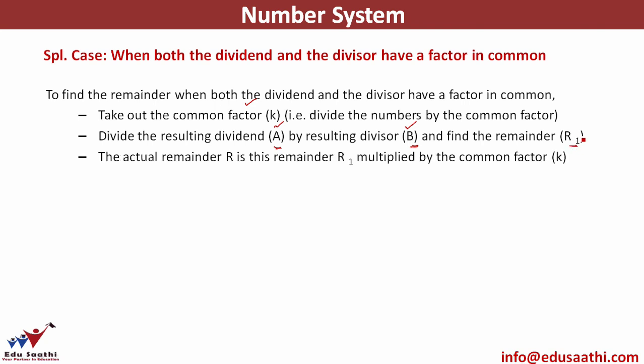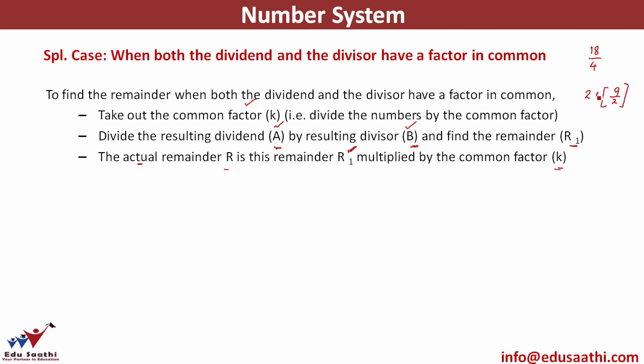Now the final remainder, or the actual remainder that should be there, is whatever remainder you have got multiplied with the common factor. We'll understand it with the help of an example. Let me take 18 divided by 4. Now 18 and 4 have 2 in common. So I can take 2 common out. I'll be left with 9 and 2.